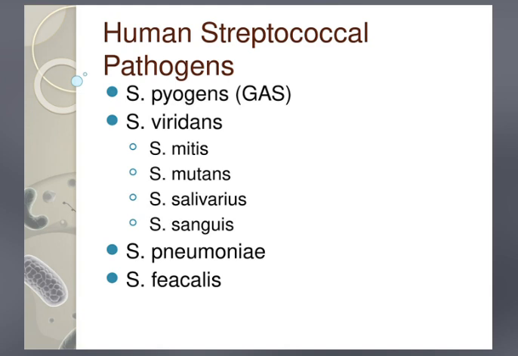Focusing on human pathogens, several Streptococcus species stand out. Group A Streptococcus, or S. pyogenes, is a major cause of infections. The viridans group includes species like S. mitis and S. mutans, important in oral health. S. pneumoniae is known for respiratory infections, and S. faecalis, or Enterococcus, is notable in nosocomial infections. Recognizing these helps us understand their clinical impact.